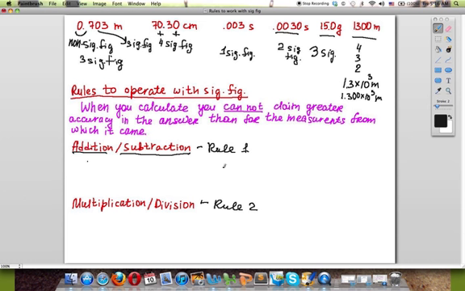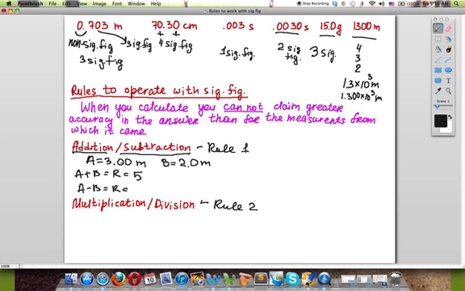Okay, so for rule 1, addition and subtraction, if we have the length A being 3.00 meters and the width B being 2.0 meters. If we have to add these two numbers or subtract, if we have to do A plus B to get the result, or A minus B to get the result. So if we add, 3 plus 2 is 5. But because it's physics, we have to claim the correct number of sig fig.